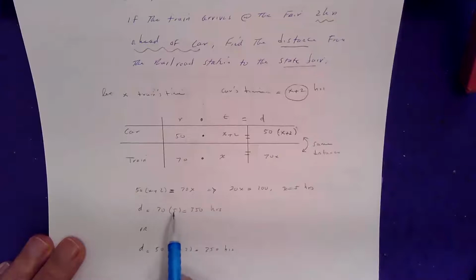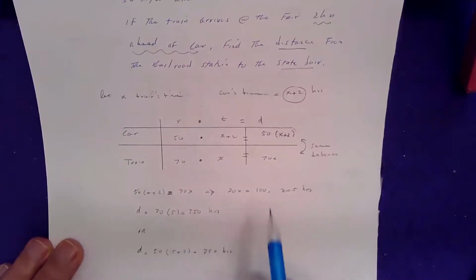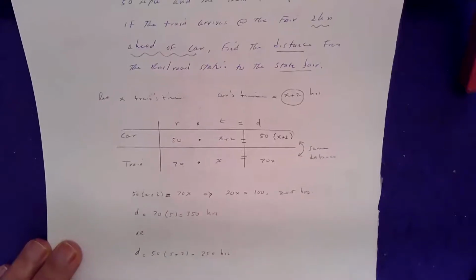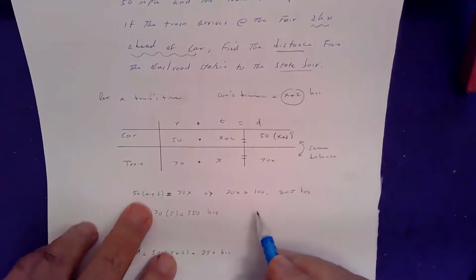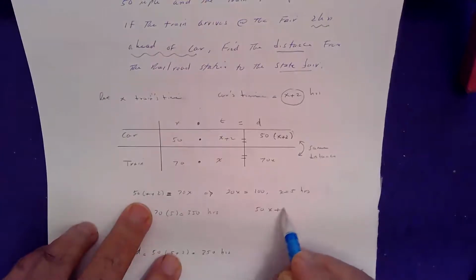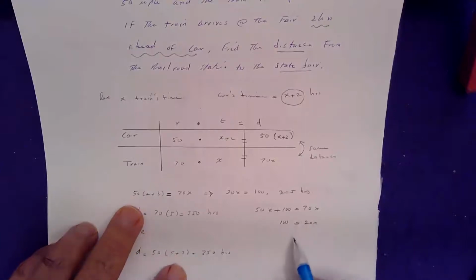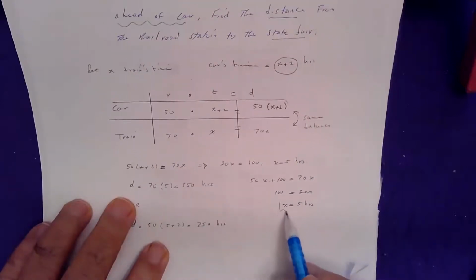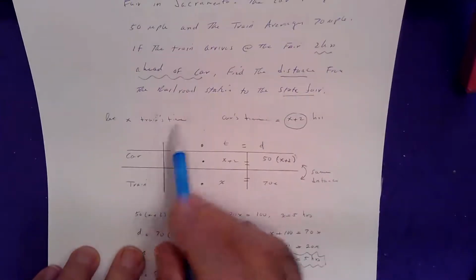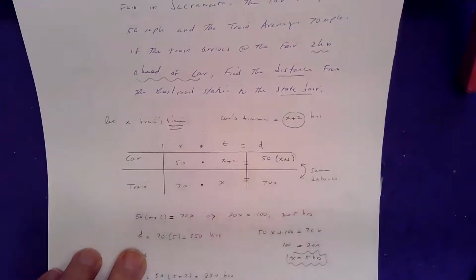Then I solved for x. So what I did was I came up with, let's see now, 50x plus 100 is equal to 70x. So this would be 20x is equal to 100. Is that right? X is equal to, let's say, 5 hours. But keep in mind that did not answer the question because remember we decided x is the time, not the distance.